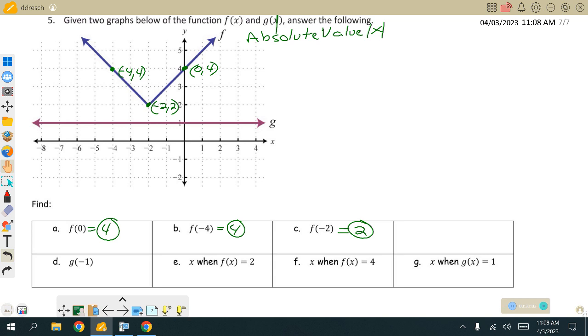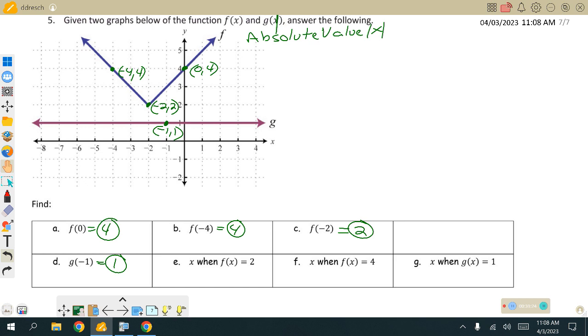Says go do g of negative 1. So let's go use the g of x graph. X is negative 1. We want to use this one. So what's that right there? Negative 1, comma, 1. There we go.